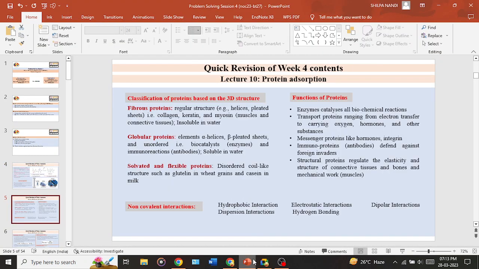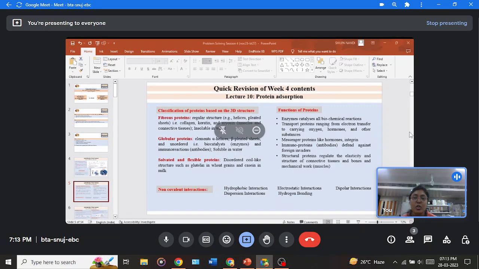Moving on, in the same lecture, it was also discussed how proteins are classified based on their 3D structure. Basically it is of three different types: fibrous proteins, globular proteins, and third, solvated and flexible proteins. Fibrous proteins have regular structure, that is helices and pleated beta sheets. Examples are collagen, keratin, and myosin, which are present in muscle and connective tissue. And these fibrous proteins are insoluble in water.